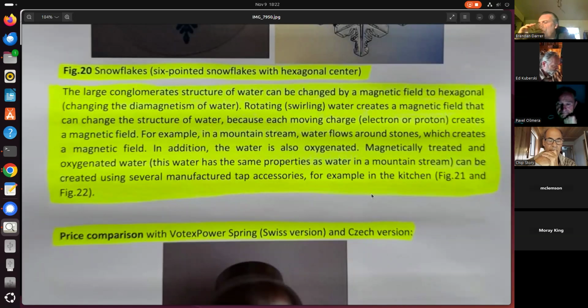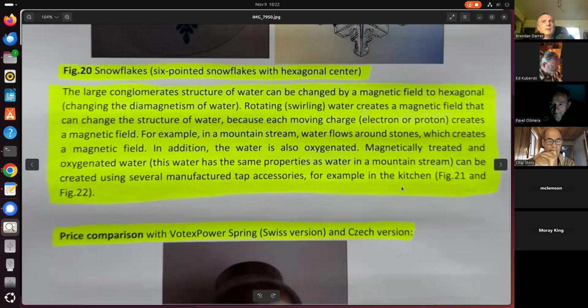For example, in a mountain stream, water flows around stones, which creates a magnetic field. In addition, the water is also oxygenated, or it's got oxygen added. A magnetically treated and oxygenated water has the same properties as water in a mountain stream. That's kind of interesting. It can be created using several manufactured tap accessories. I found this was fascinating, actually.